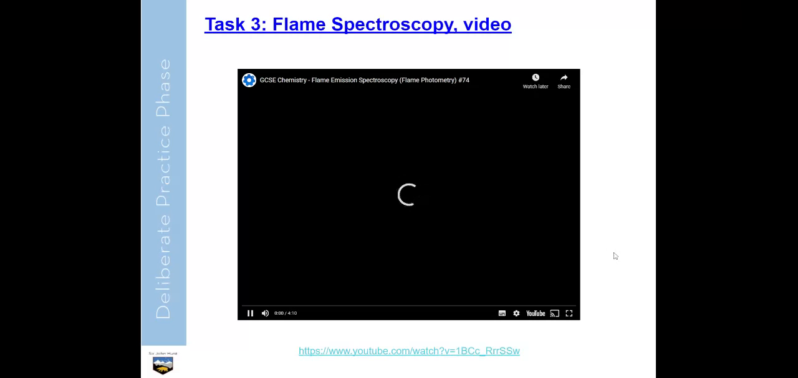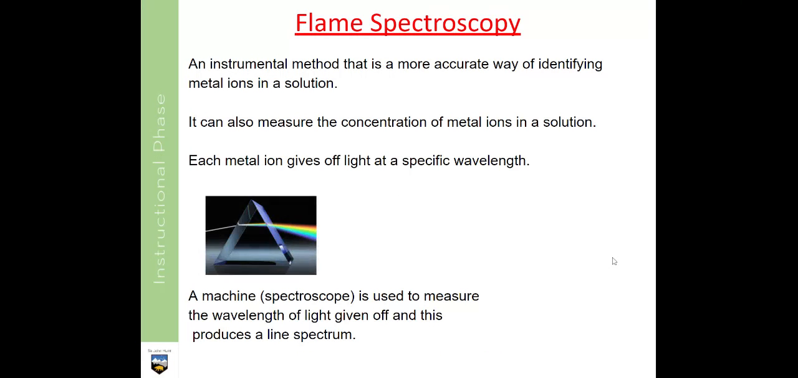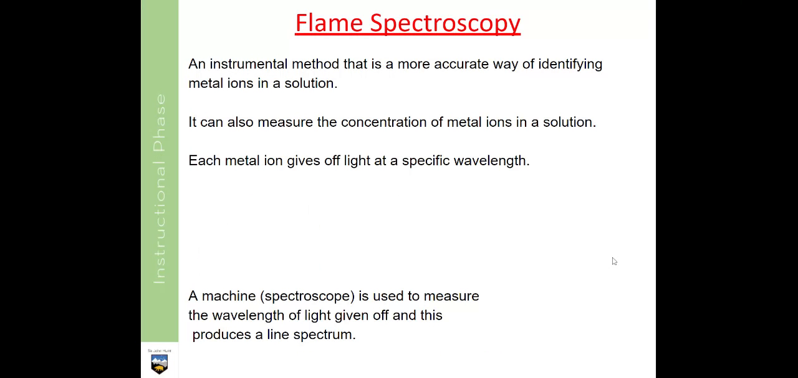Okay, so just to go through the video on flame spectroscopy. Flame spectroscopy is an instrumental method that is a more accurate way of identifying metal ions in a solution. Remember, with a flame test, if you've got more than one metal ion, when you are heating that sample in the flame, it can produce more than one colour. The colours can be masked and difficult to identify. It can also measure the concentration of the metal ions as well, unlike flame tests.